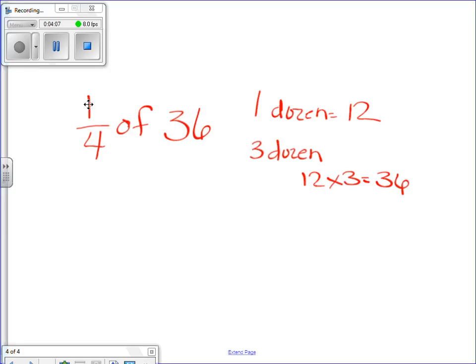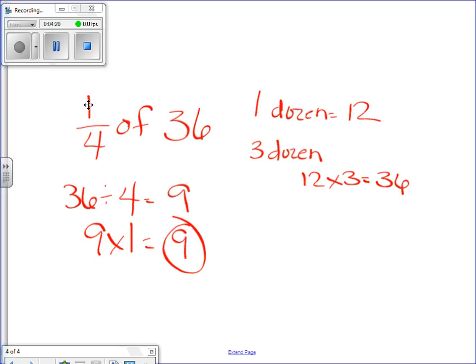1/4 of 36 that had sprinkles. So 36 divided by 4 is 9. 9 times 1 equals 9. 9 had sprinkles. Because if you did 1/4 of 3, then it would be 3/4, and you would have another fraction. I'm on number 6 now. That was number 5.